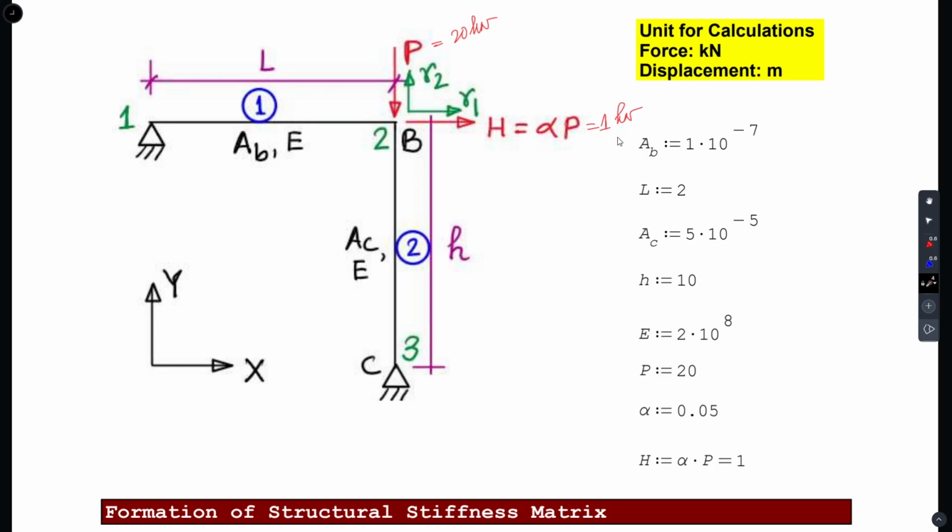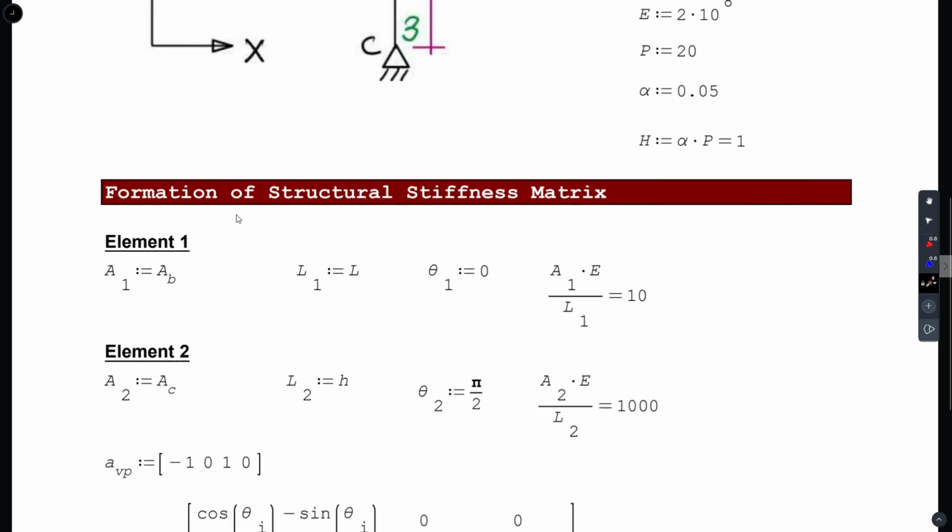Okay. That I am not going to discuss, because you already know how to do that using the concept of direct stiffness method that we have studied at the beginning of this course. Okay. So, now for element 1 I am saving the cross sectional area, length and the angle in this variable A, L and theta, and I am also calculating A by L just to get a sense what is the axial stiffness. So, that is 10 kilonewton per meter.